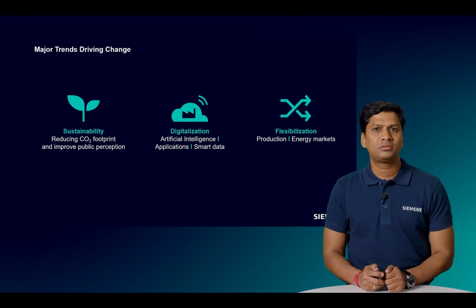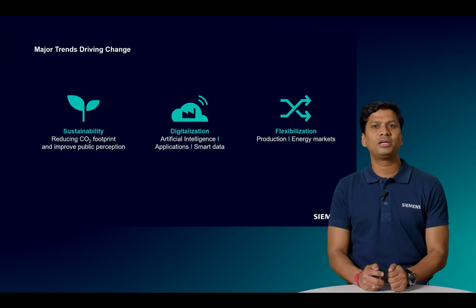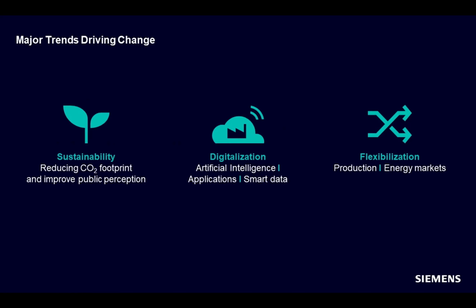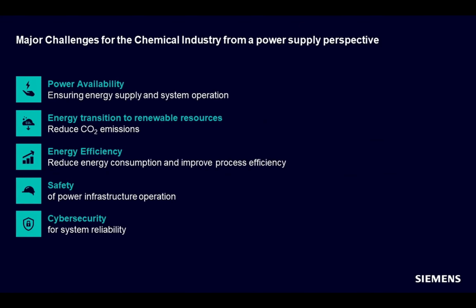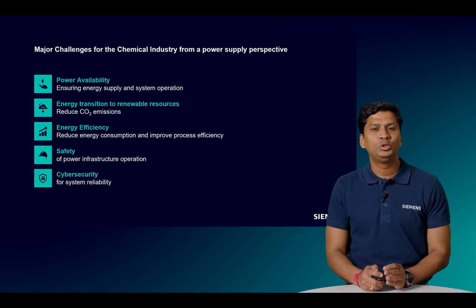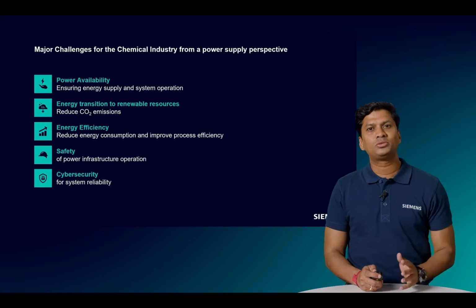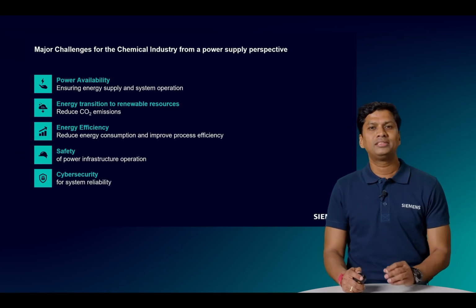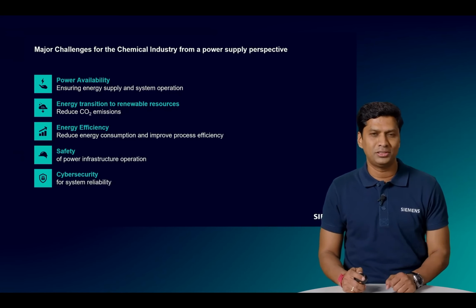Based on these trends, what are the major challenges for the chemical industry from a power supply perspective? First, there is a need for continuous power availability. Chemical plants require a constant and reliable power supply to maintain continuous process operations. No power means no production and therefore a huge loss of revenue. That's why ensuring the power supply is a key issue for all industries.